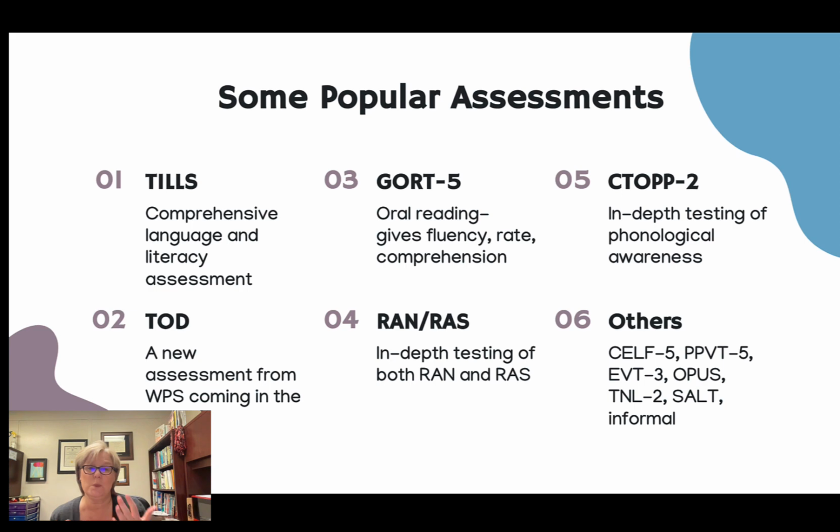So, if it looks like everything seems to be going well, and we give the GORT then, okay, well, actually, their fluency and their rate is not so great. Then we'll probably do the RAN RAS and the CTOP. Now, if we do the TILS and what really seems to be the issue is more of their comprehension versus their reading, then we will go from there and give more of a language assessment.